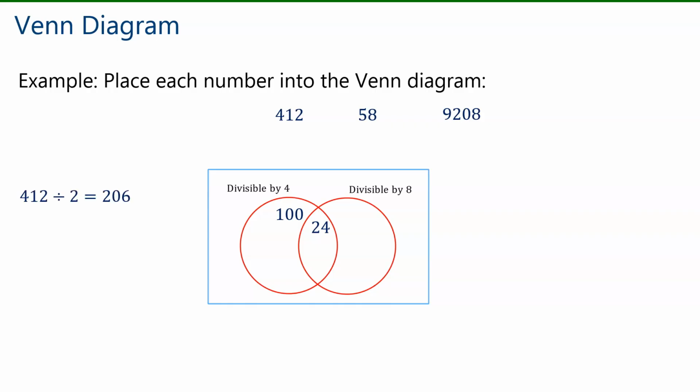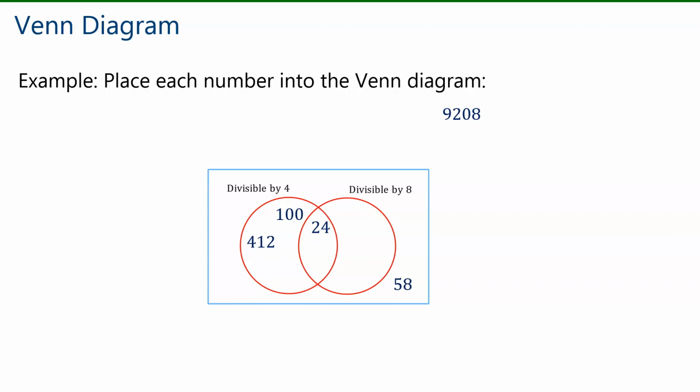Now for 412, I can divide that by 2 once. I can divide it by 2 again, but can I divide it by 2 a third time? No. So this number is divisible by 4, but not 8. Now what about 58? I can divide that by 2 to get 29. Can I divide that by 2 again? No. So this is not divisible by 4, and it's not divisible by 8 either. So this number will go outside the circles.